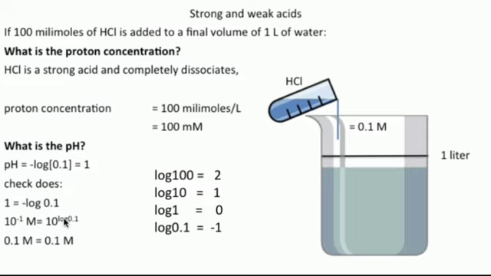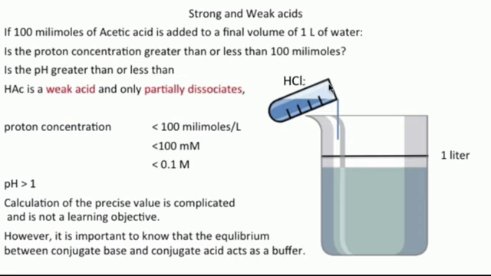10 to the log cancels. They do the inverse of each other, leaving you with 0.1 molar. So, in fact, that is the correct answer. Really good to have some feel for exponents in logarithms, but you don't need to be perfect with the arithmetic. Here we just dumped this strong acid in, and it instantly dissociated and changed the pH.